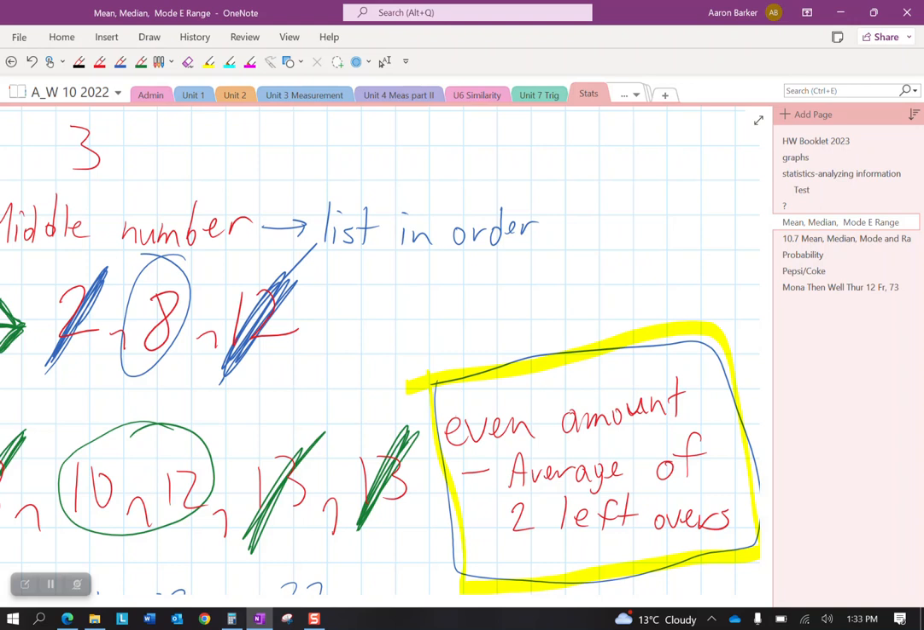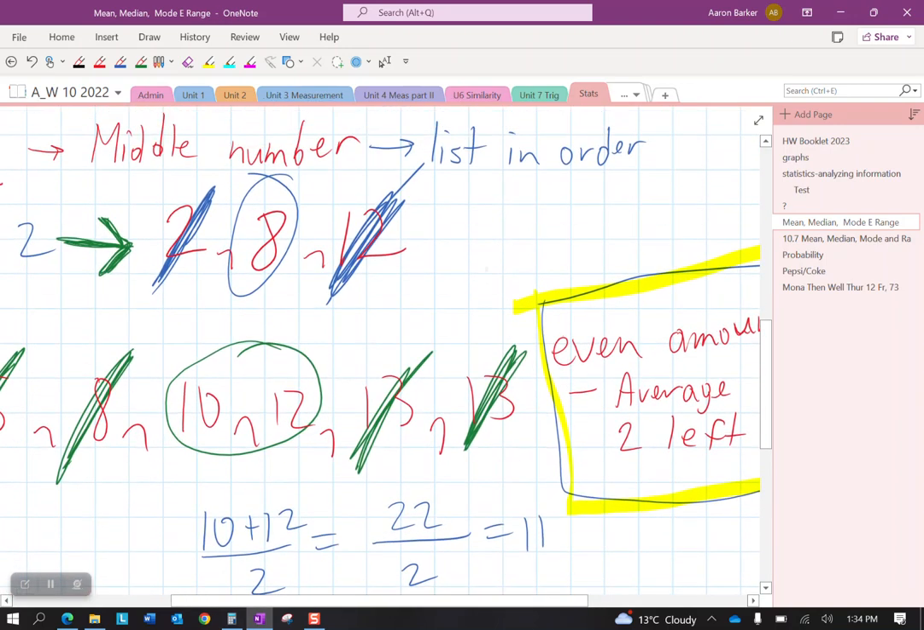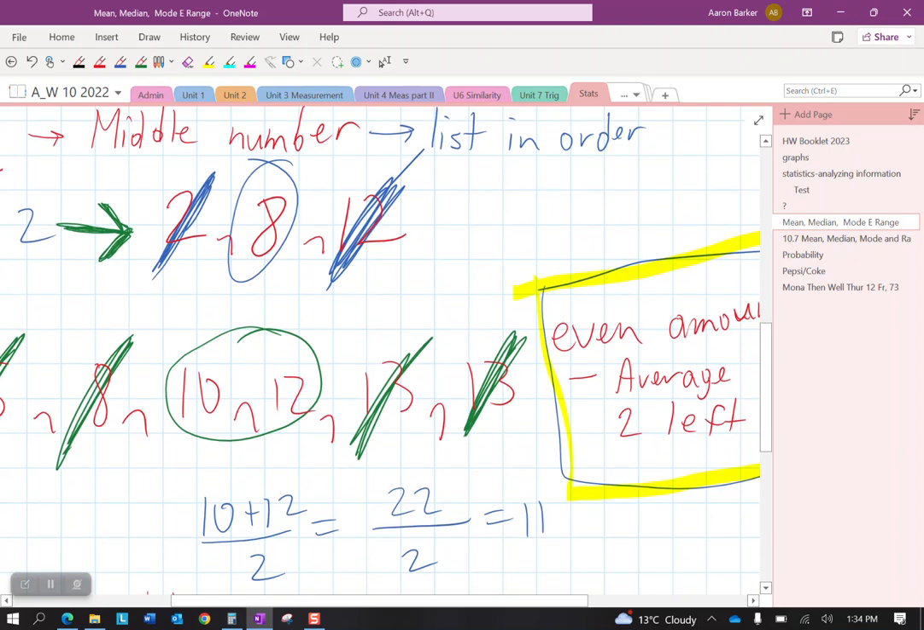How do you find the average of 10 and 12? What do you have to do before you divide? Starts with an A, ends with a couple of D's. That's right. So you got to go 10 plus 12 divided by 2. Works out to be 22 divided by 2. And you get 11. So 11 is the median.